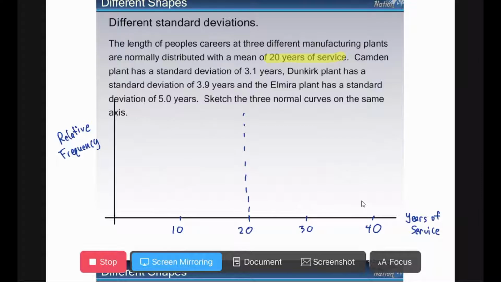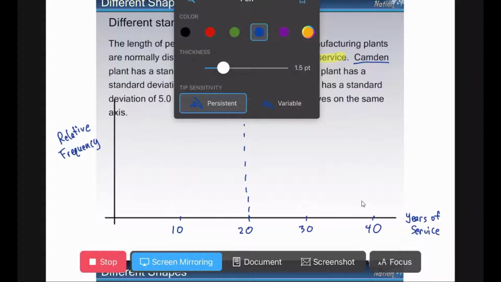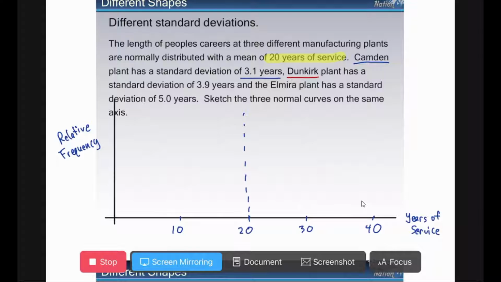And actually, before we sketch any curves, we should discuss and see what the difference is. So we're going to have 3 different lines. We're going to have Camden plant, which has a standard deviation of 3.1 years. We're going to have Dunkirk plant, which has a standard deviation of 3.9 years. And we're going to have the Elmira plant that has a standard deviation of 5 years.